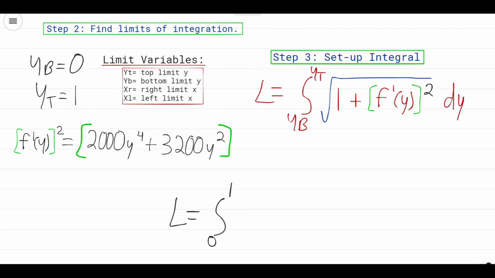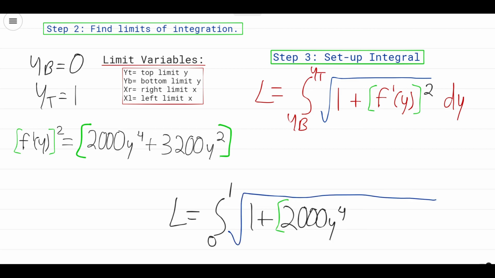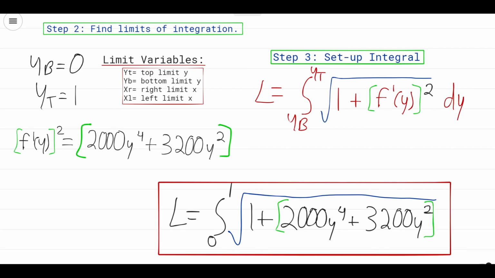Thus our integral, we can set it up as the integral from 0 to 1 of the square root of 1 plus 2000y to the 4th power plus 3200y squared. And that's the answer, because we were only asked to set up the integral. We were not asked to solve it. Reason being because we actually can't solve this one. Why can't we solve it? Because the expression inside the square root has imaginary roots. If we were to rewrite this in descending order and try to find the roots, they are imaginary, so we're not going to be able to solve this integral. We're only able to set it up.